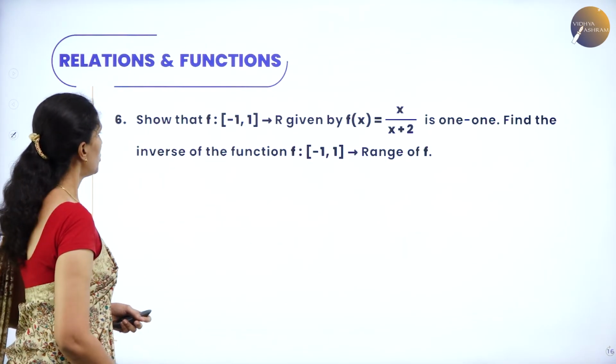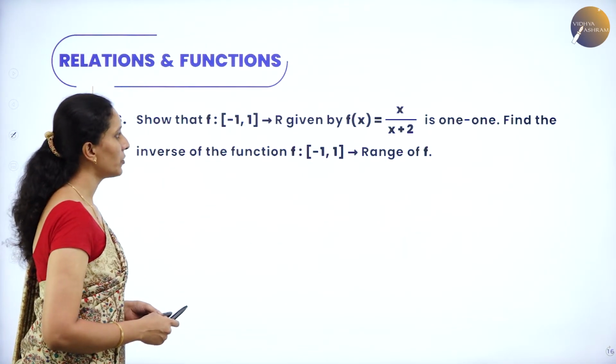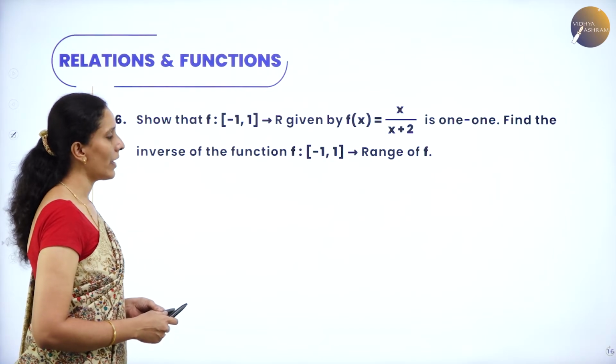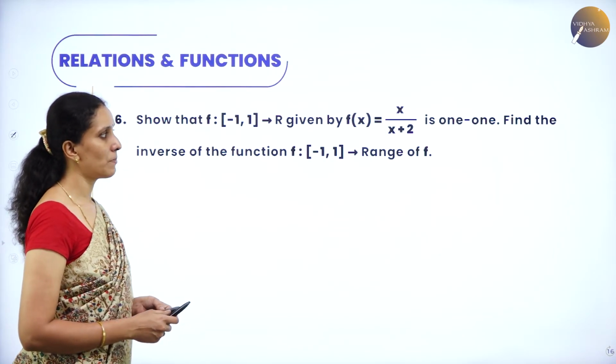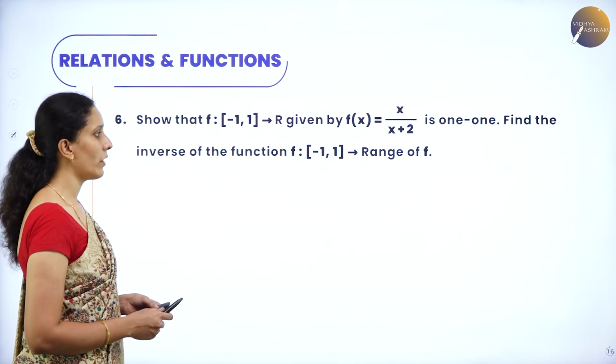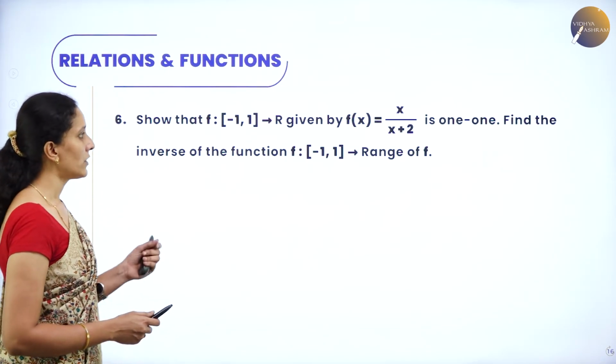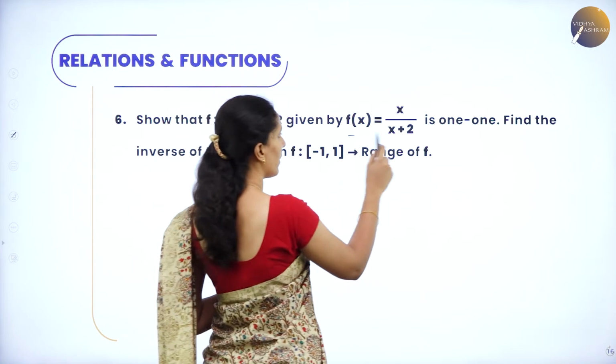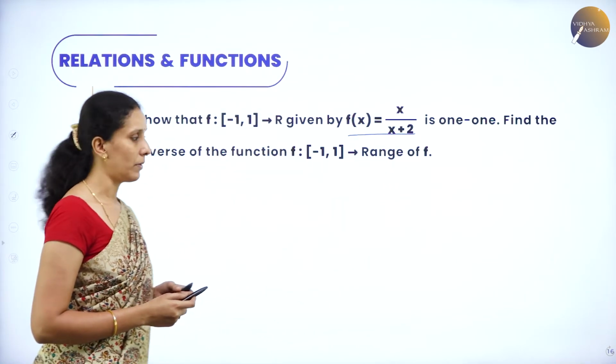Next question: show that f from minus 1 to 1 to R given by f of x is equal to x by x plus 2 is one-one. Find the inverse of the function from minus 1 to 1 to the range of f. So first let us show that it is a one-one function. Then let us find the invertible function.